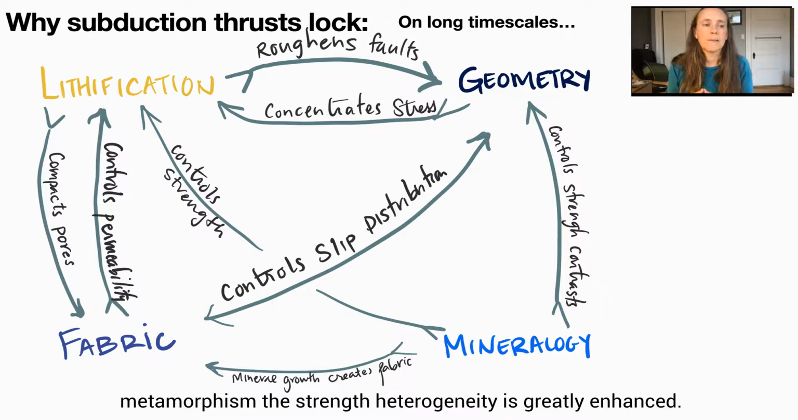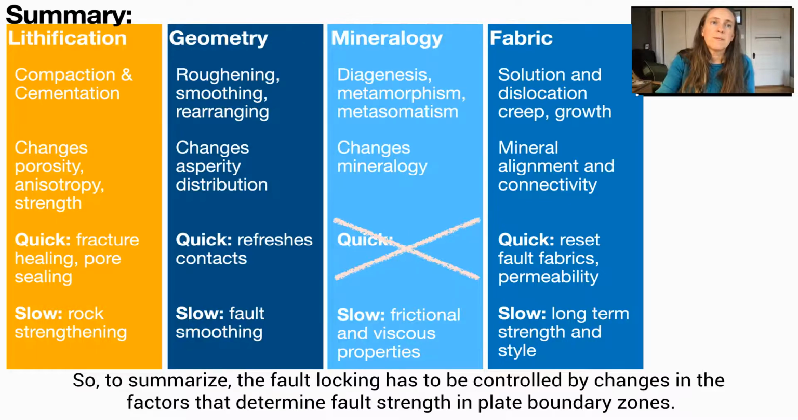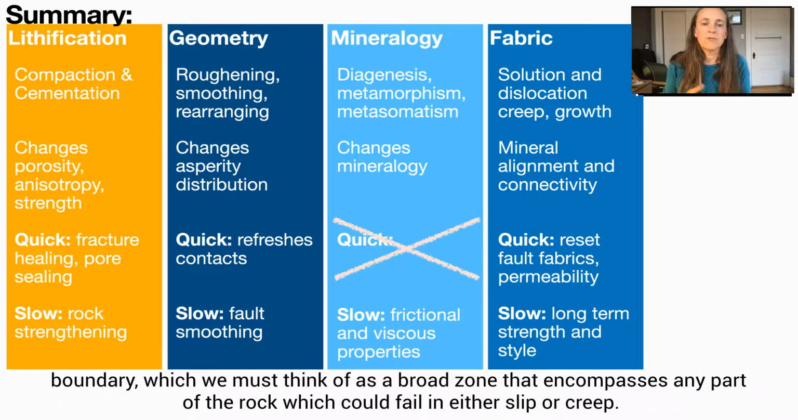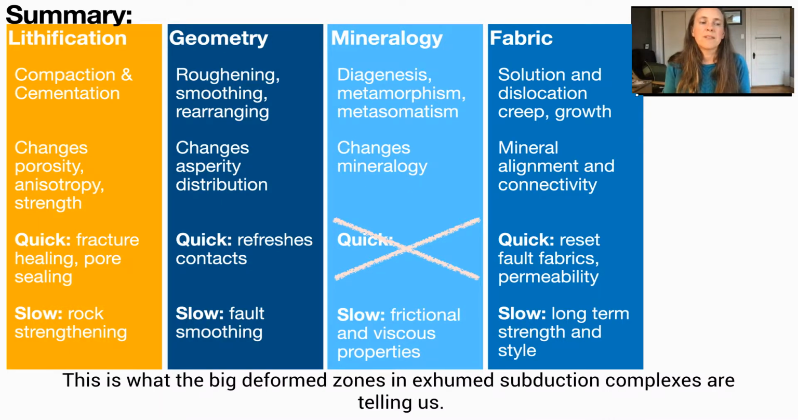So to summarize, the fault locking has to be controlled by changes in the factors that determine fault strength in plate boundary zones. The evolution of strength is fundamentally controlled by the deformation processes and the fluid-rock interaction that takes place in and around the plate boundary, which we must think of as a broad zone that encompasses any part of the rock which could fail in slip or creep. This is what the big deformed zones in exhumed subduction complexes are telling us.